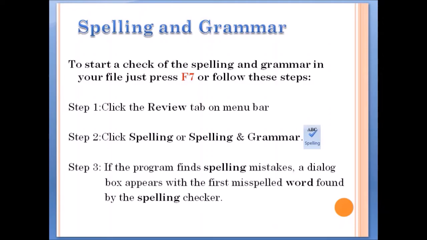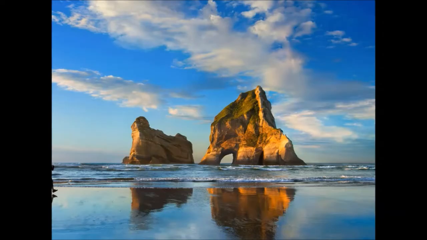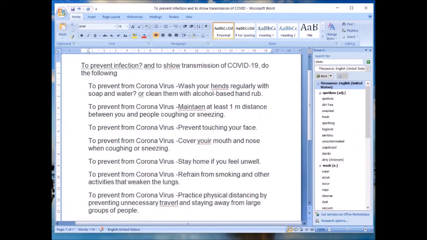First step, click at the review. Second step, click at the spelling and grammar. Third step, find the mistaken word and replace with the correct word. Let's see how we can check the spelling and grammar. So I have typed here a paragraph with some words typed wrongly.